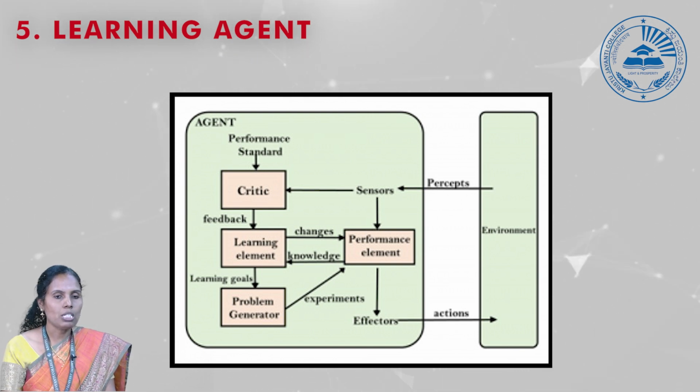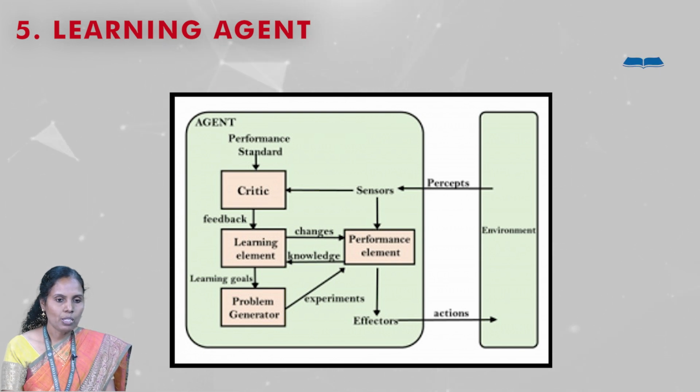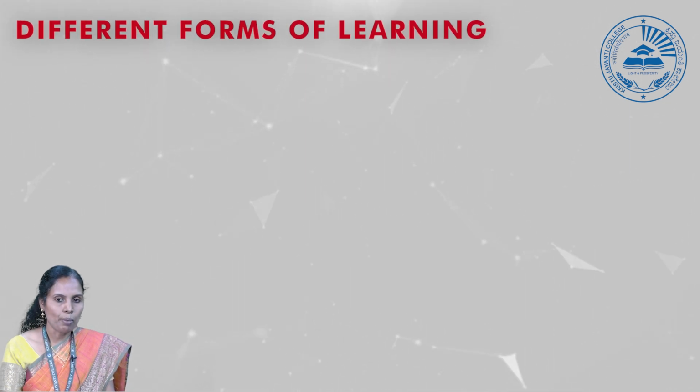So learning agents get the information from past experiences. These are the things that are there. These are the diagrams. Performance standard. From the environment it percepts through the sensor, and the performance element changes through the critic, learning element and problem generator. The performance element experiences with the problem generator, and it changes the learning element, and it will get the knowledge from the feedback, and the sensors will get the feedback. Again it will get the feedback, whether it is good or bad.